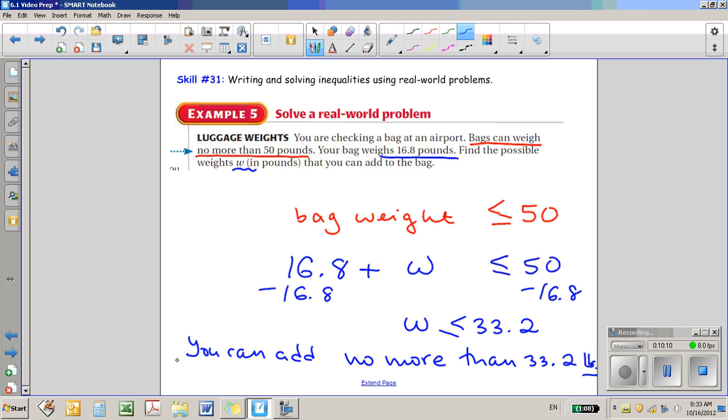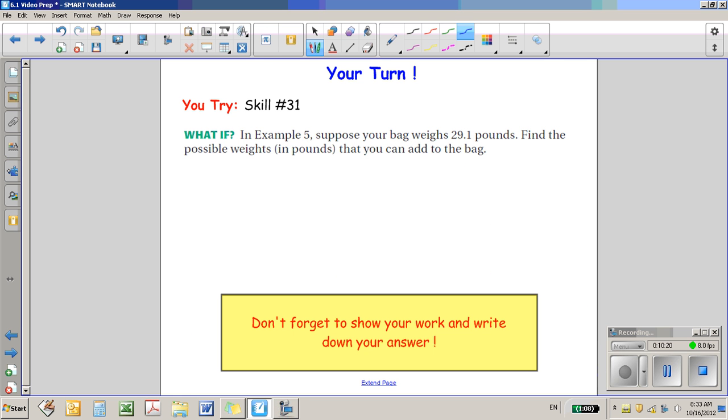And make sure that if you are answering a word problem, you actually write down the answer as a sentence because you were asked a specific question. And that's it. That's your last you try example. So pause the video and complete this example. It's using example 5, so you might want to go back to the video and just pause it to see the description again. But what's going to change is how much your bag weighs. Alright, well, good luck, and that's it.